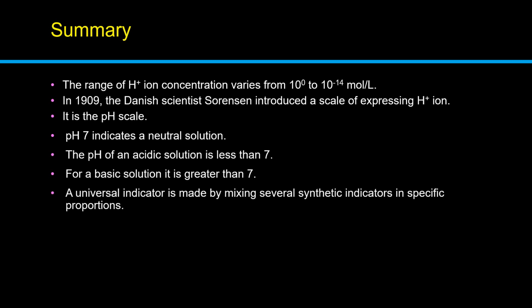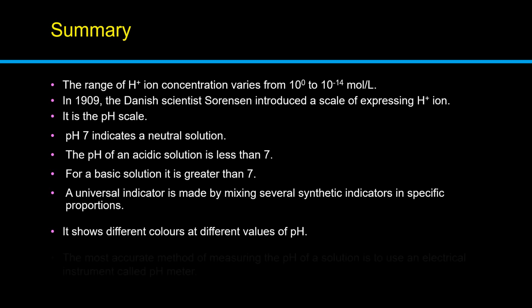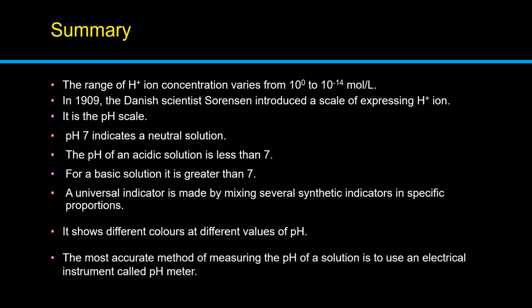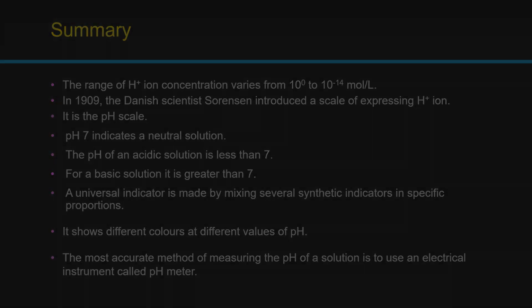A universal indicator is made by mixing several synthetic indicators in specific proportion. It shows different colors at different values of pH. The most accurate way of measuring the pH of a solution is to use an electrical instrument called pH meter.